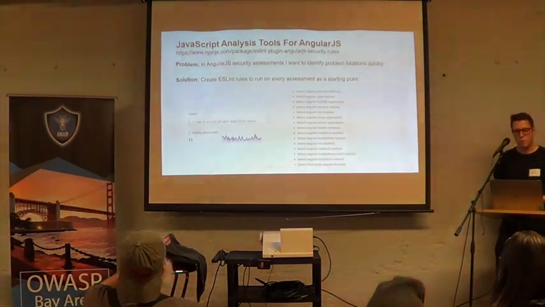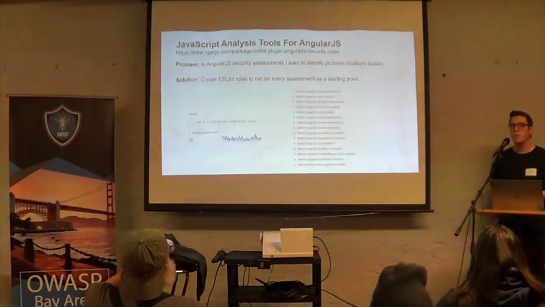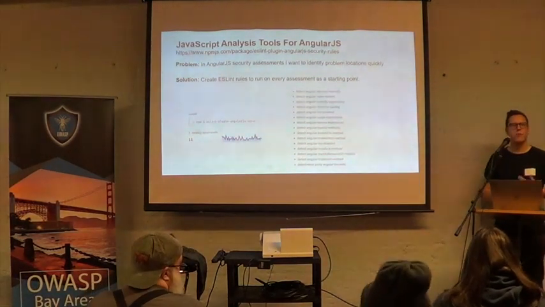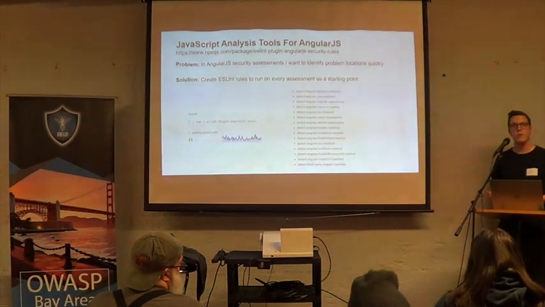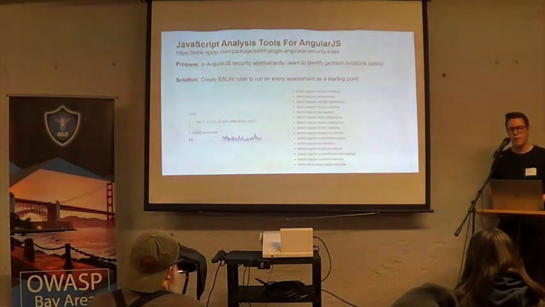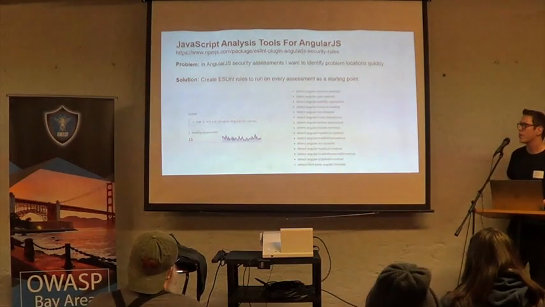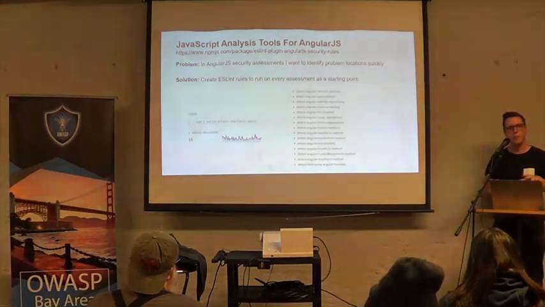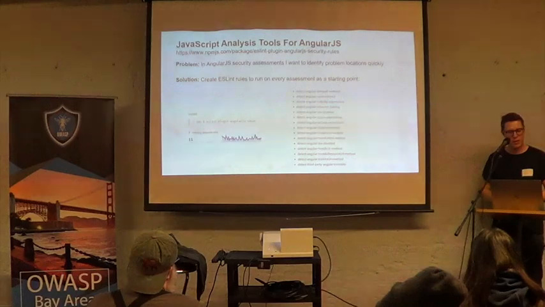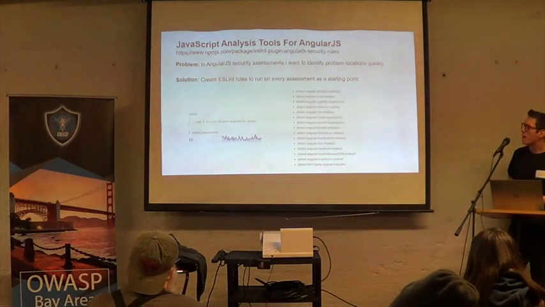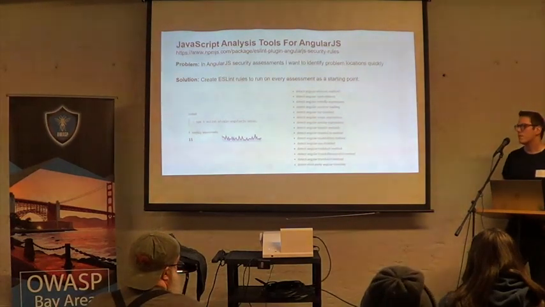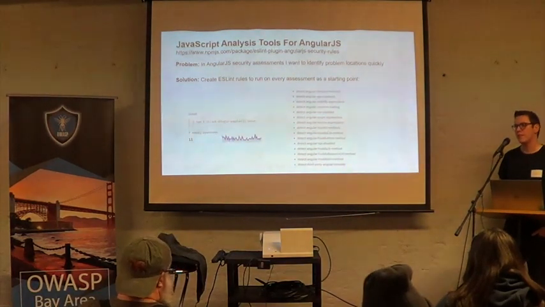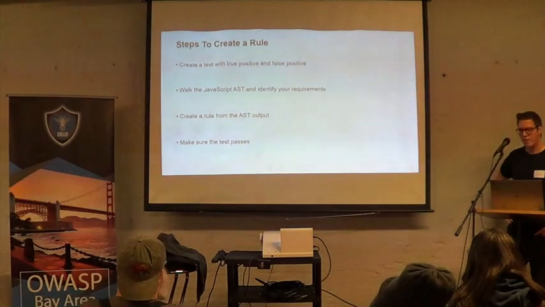I ultimately had numerous pen tests where I had to look for the same type of vulnerabilities, and there was no tool at the time that would look for vulnerabilities for me. So I wrote my own linting rules to start at least giving me a baseline point of interest for these particular vulnerabilities. I'll go into a bit more context of what you would do to create a rule. This is very arbitrary.